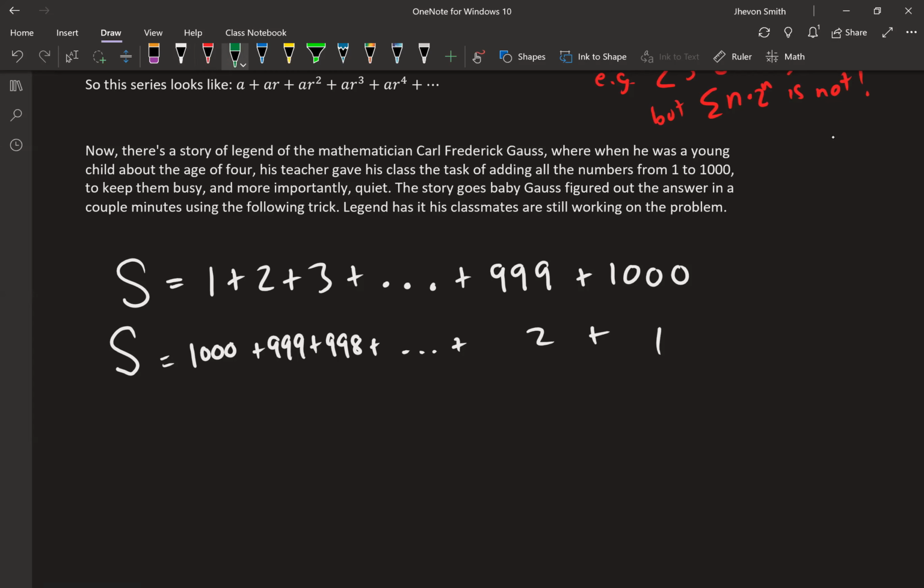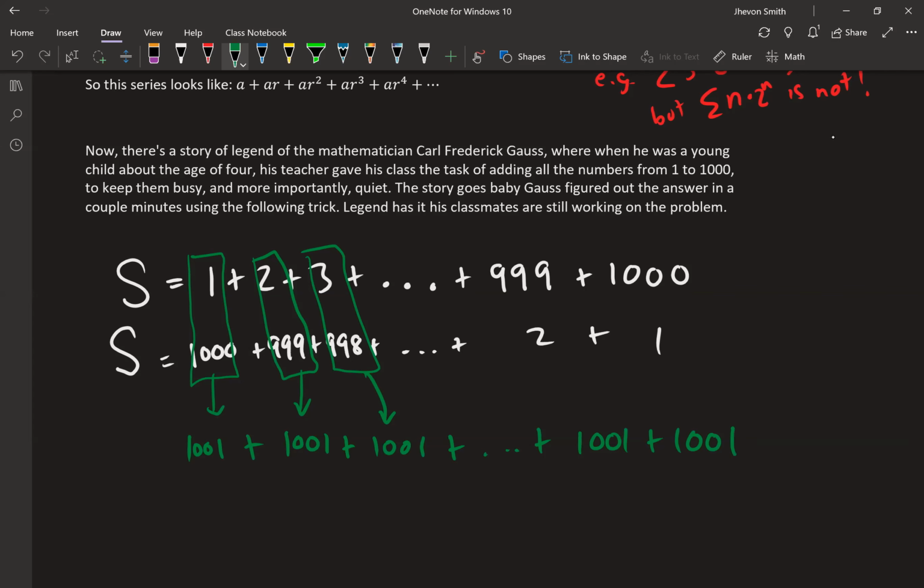Then he started to notice, well, if I add these two, I would get 1,001. If I add these two, oh, look at that, I get 1,001 again. If I add these two, I get 1,001. I keep getting 1,001. Notice that he actually added the number twice. So then that's 2 times the number he wanted.